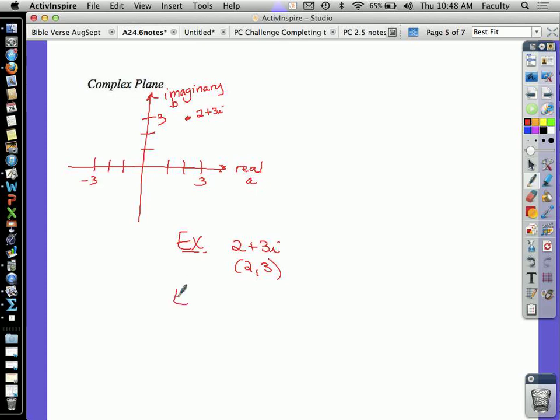So then if I want to plot, say, negative 2 minus 4i, I'm going to plot -2, -4. So I go left 2, down 4. There's -2 minus 4i, like that. All right, so try example 7 now on your own. Do A, B, C, and D.